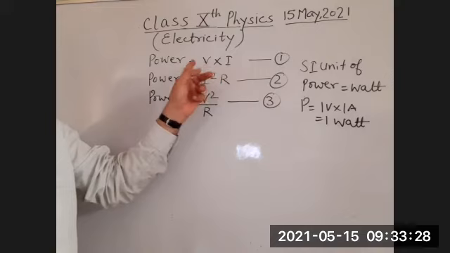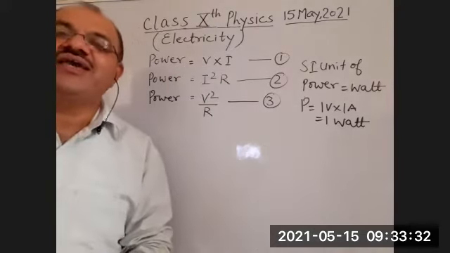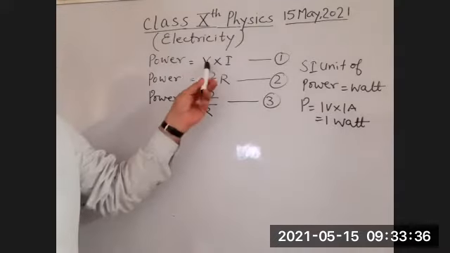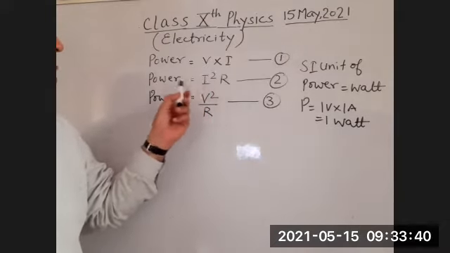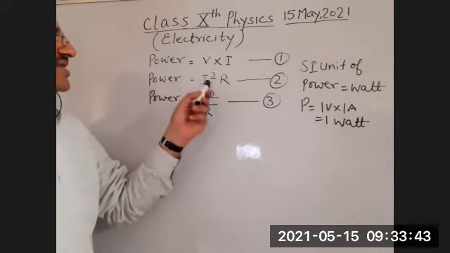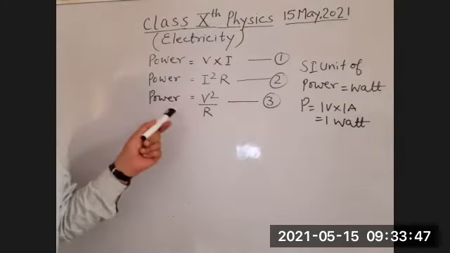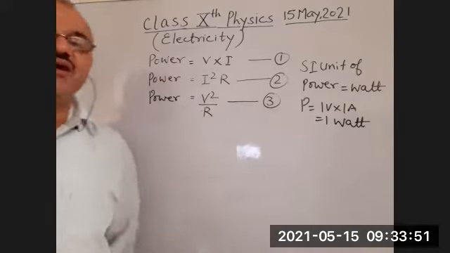What I have done is, in place of V, I kept the value according to Ohm's law, V = IR. So in place of V, I have written IR. Then the formula of power is equal to I²R. This is the second formula. Now the third formula is power is equal to V²/R. This is the third formula, students.